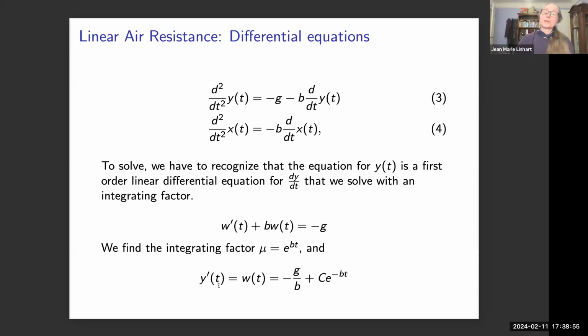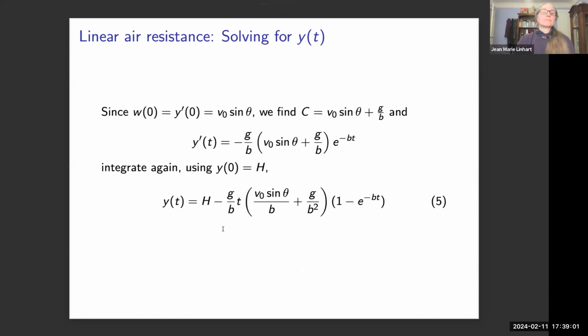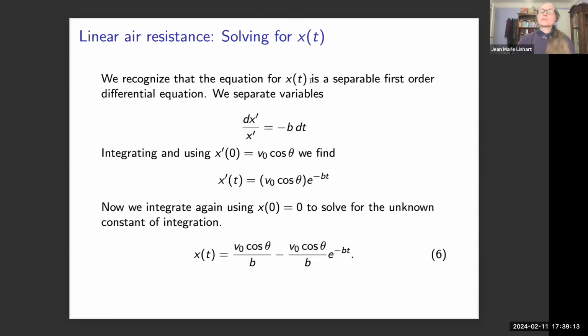Once we've solved it, we've got an equation for y prime of t, which of course we can integrate to find y(t). When we get done with all the work there, we get an expression for y(t) that is a little bit more complicated than that quadratic equation we had in the earlier no air resistance model. Likewise, for x(t), we can solve for x prime by separating variables. And once we've got x prime, we then integrate one more time to get our x(t).